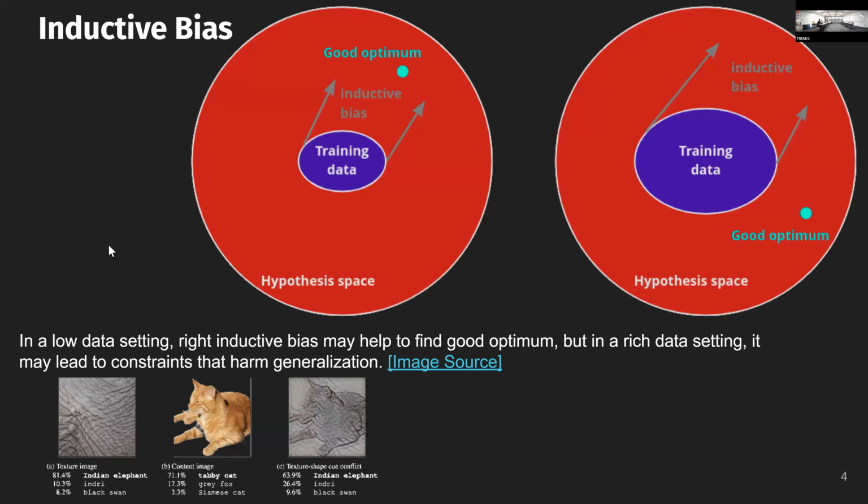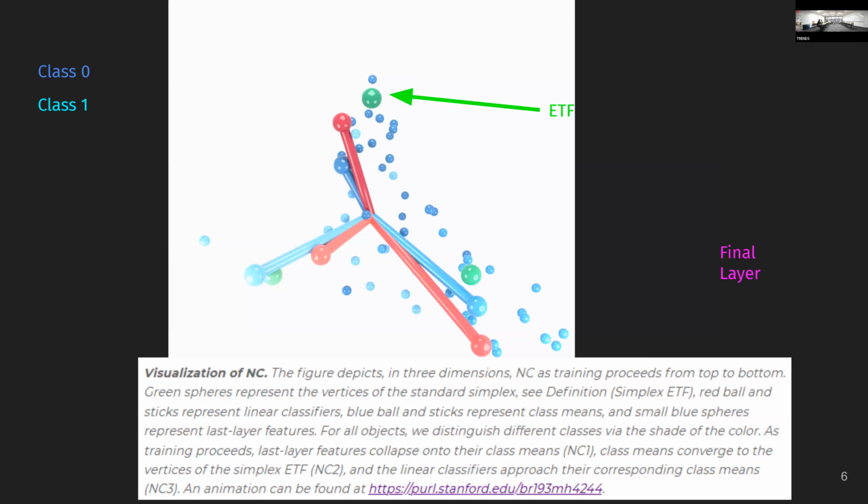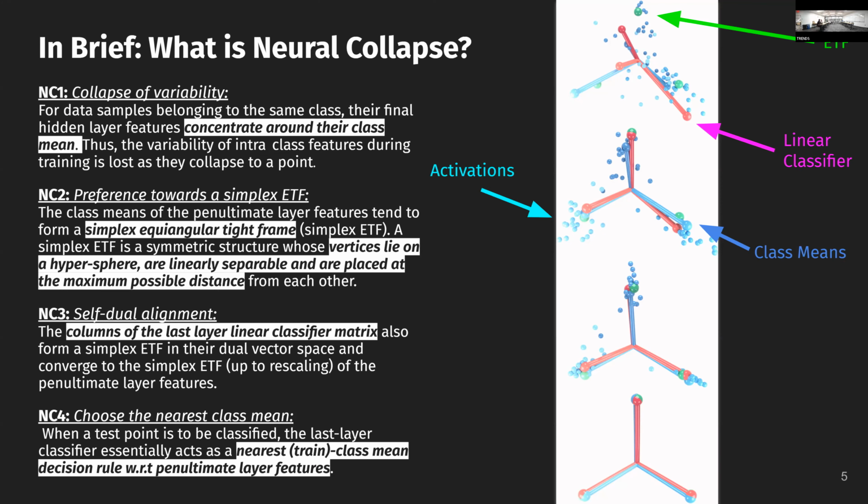So the ETF is a symmetric structure whose vertices lie in a hypersphere, which are linearly separable and placed at the maximum possible distance. So they're maximally distanced, and they have the maximum angle of separation, and they're tight within these balls. There are these three characteristics. The NC1, right, which is the collection variability. Exactly. That's what figure 2 is, just NC1, and figures 3 and 4 are going to be NC2.